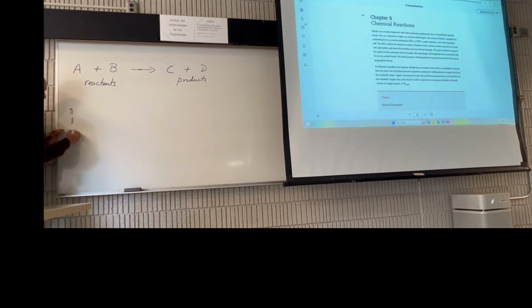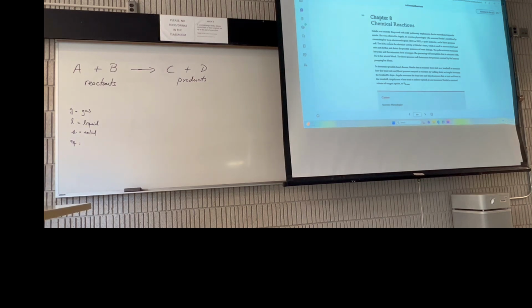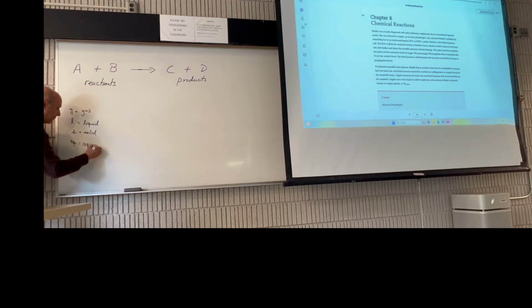They are indicated in a lowercase letter, and they are placed in a parenthesis, and there's 4 of them. So G stands for gas, L stands for liquid, the state of matter liquid, S for solid, and AQ is a special case of a state of matter known as aqueous, meaning in water.